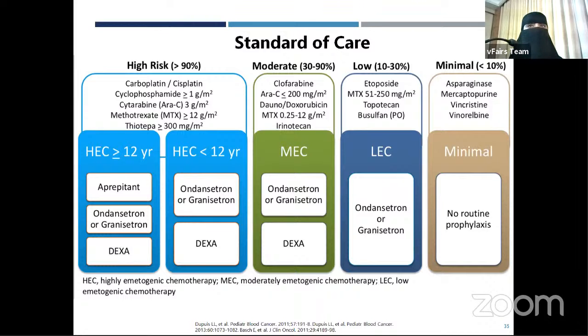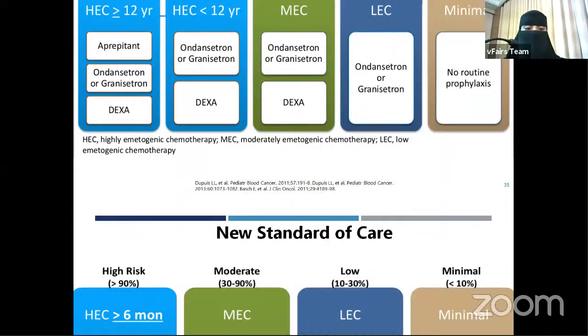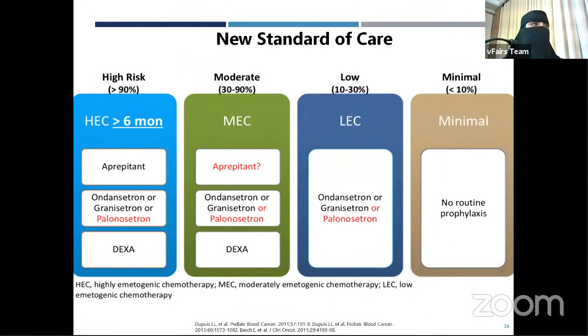No aprepitant unless the patient is more than 12 years old. The new standard of care is to use aprepitant in patients more than 6 months old, for patients who had highly emetogenic chemotherapy, or patients with moderately emetogenic chemotherapy where dexamethasone is contraindicated.